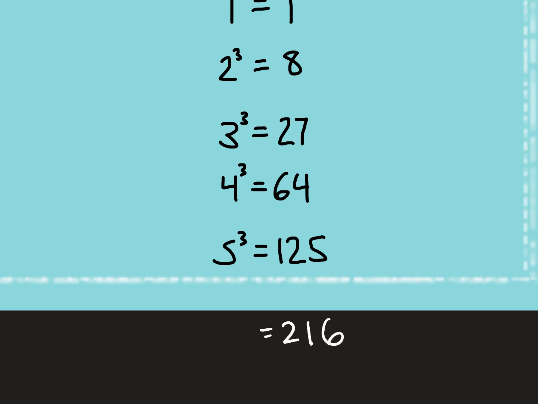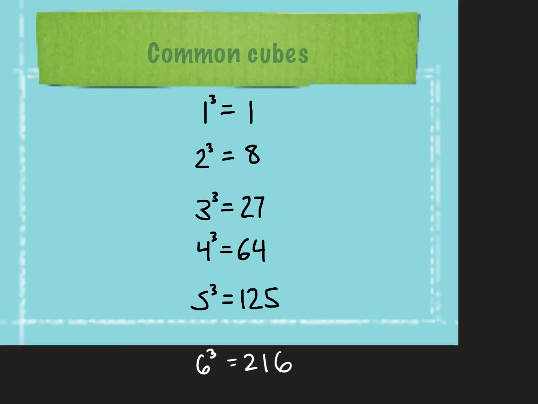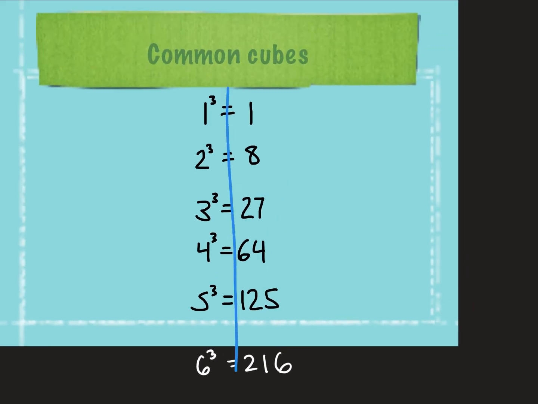Another one that you'll see in the homework is 216. What cubed gives us 216? 6 cubed. I think this is probably the biggest one you'll see. But we'll see these numbers in the question, and we have to know where they came from. So if we had 8, 8 comes from 2 cubed.